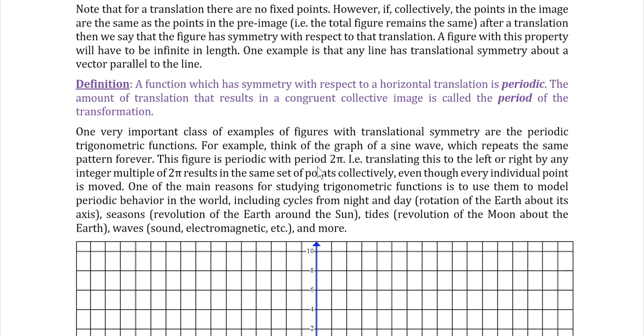Note that for a translation, there are no fixed points. However, if collectively the points in the image are the same as the points in the pre-image, the total figure stays the same after translation, then we say the figure has symmetry with respect to that translation. A figure with this property will have to be infinite in length.